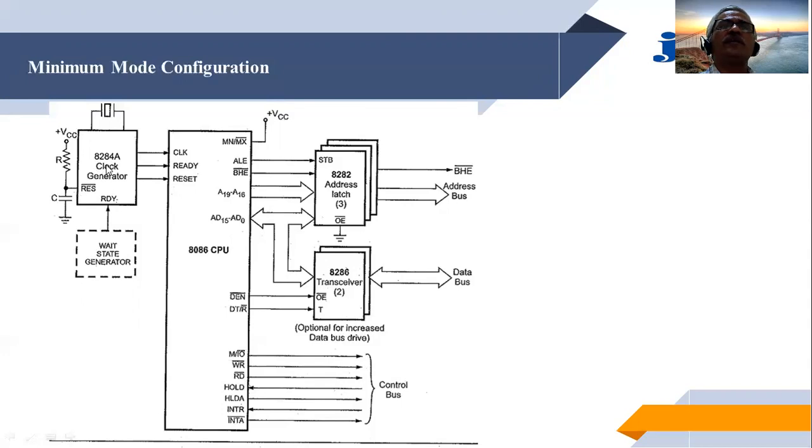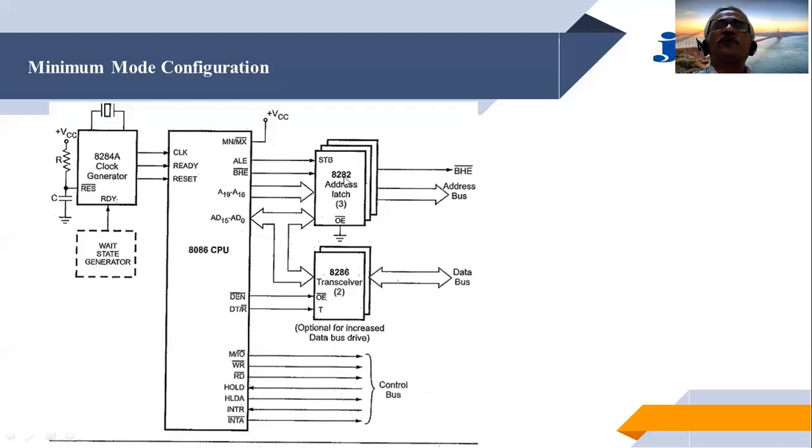We require an 8284 clock generator. That means the 8086 doesn't have its own inbuilt or on-chip clock generator. It is required to have an extra chip like the 8284, which is a clock generator. This clock generator provides the clock signals to the 8086, and it operates in different modes of operation. Those modes, of course, we'll see when we devote a full lecture to the discussion of the 8284 clock generator IC.